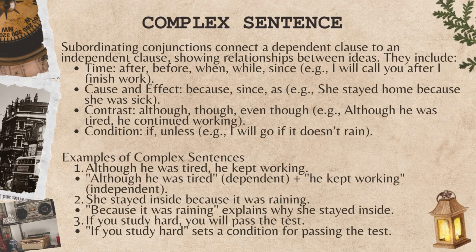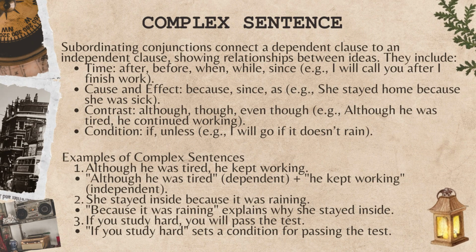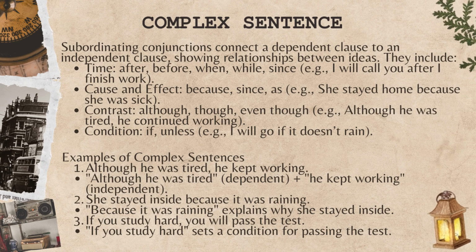Still about complex sentence. Subordinating conjunctions connect a dependent clause to an independent clause, showing relationships between ideas. They include time: after, before, when, while, since. For example, I will call you after I finish work.